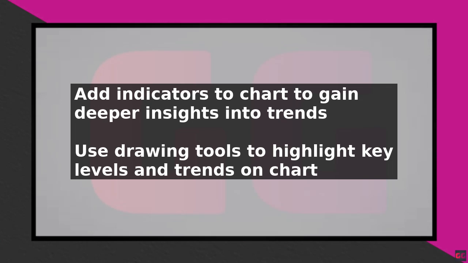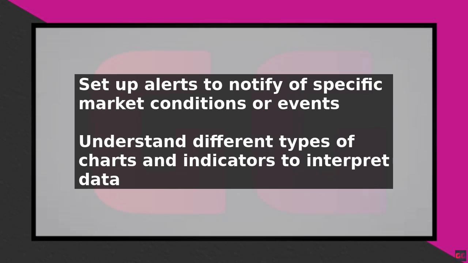In addition to customizing your chart, you can also set up alerts to notify you of specific market conditions or events. This can be done by clicking on the Alert tab and setting the desired parameters, such as price levels or indicator signals.